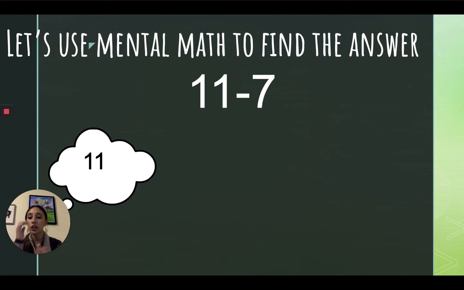So I'm going to use my fingers to help me keep track of how many I've taken away. I'm going to say, okay, 11's in my head. 10, 9, 8, 7, 6, 5, 4. So I know my answer is 4 because I stopped when I had 7 fingers. I didn't stop when I got to 7. I stopped when I had 7 fingers. So I know my answer is 4.